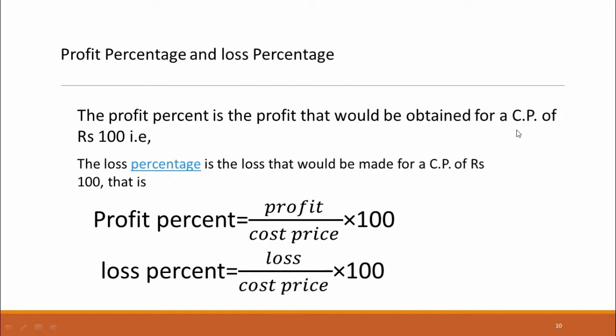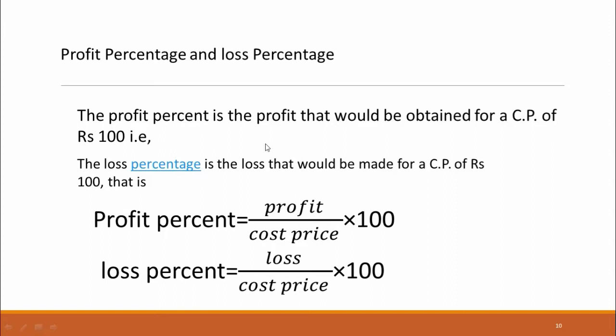For a cost price of 100, and the loss percentage is the loss that will be made for a cost price of Rs 100. This is the formula for the profit percent, that we can find the profit percent by using this formula. Profit percent is equal to profit divided by cost price multiplied by 100, and now the loss percent is denoted by the formula loss divided by cost price multiplied by 100.